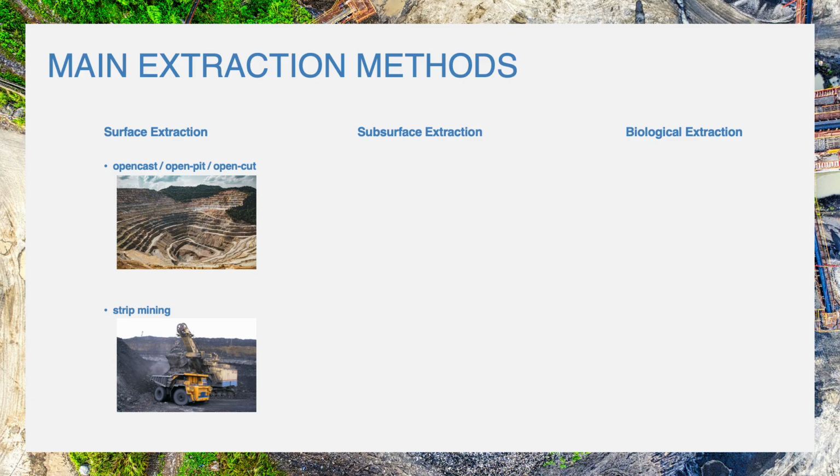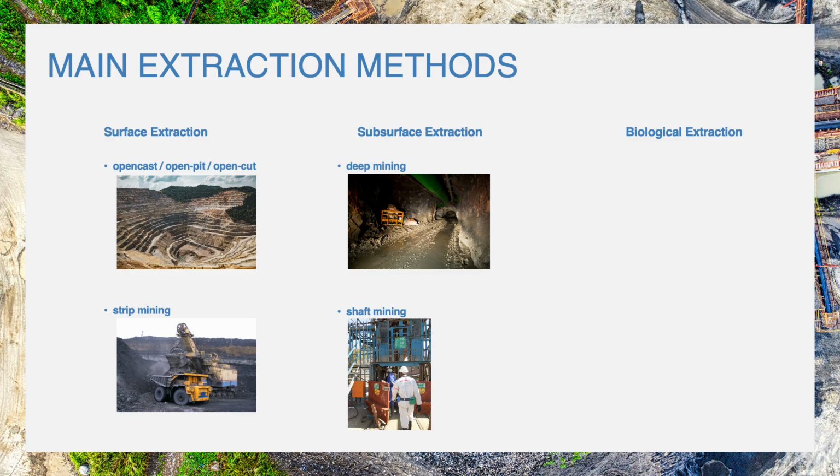So you'll see the first one above has three names. It's open pit, open cast, or open cut mining. It's the same thing, and it involves digging a large open hole or pit to reach the resource. Strip mining removes long strips of overburden to expose a seam of material, which is often what happens with coal extraction.